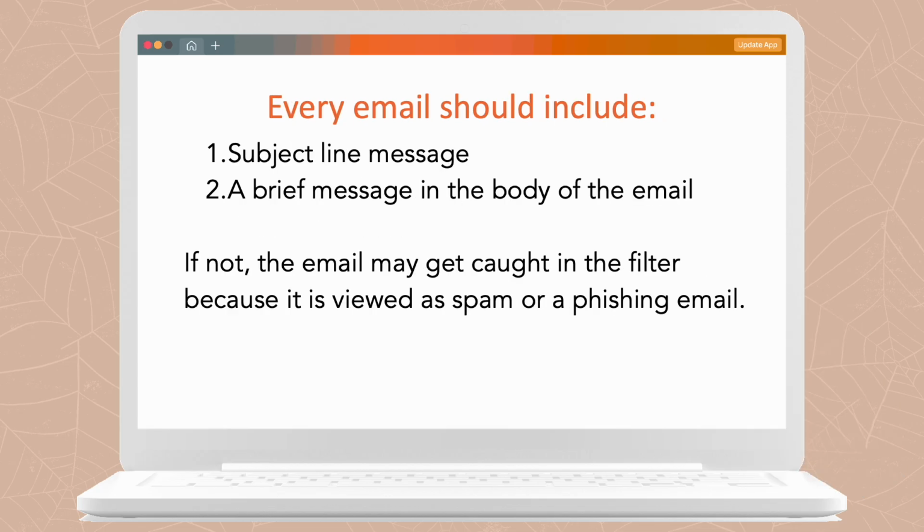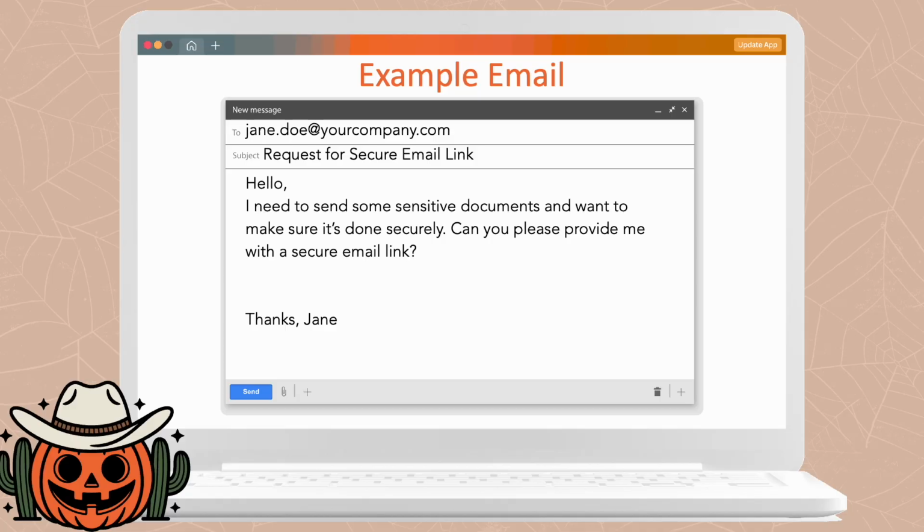Every email should include a subject line and then something in the body. What we see a lot is emails will not have anything in the subject line or nothing in the body. And then in our email filter, they automatically get stopped because it looks suspicious. So there needs to be a subject line and then a brief description of what that email or what that attachment is about. Here's an example email. So something in the subject line, there's a brief description, and then there is an in response.